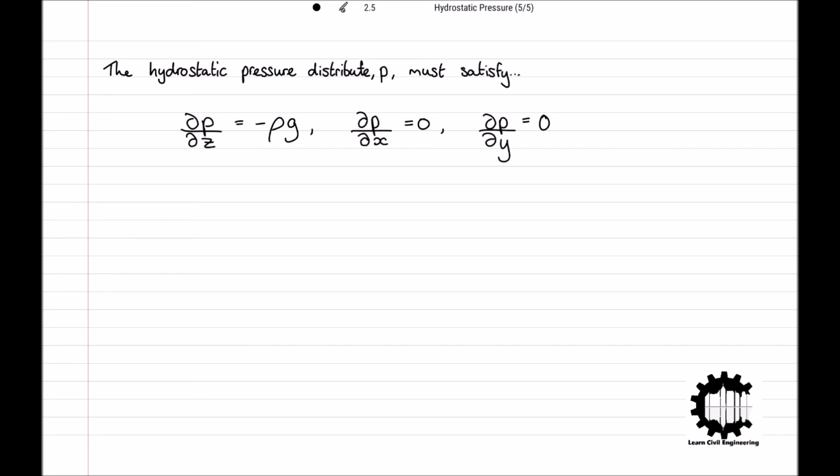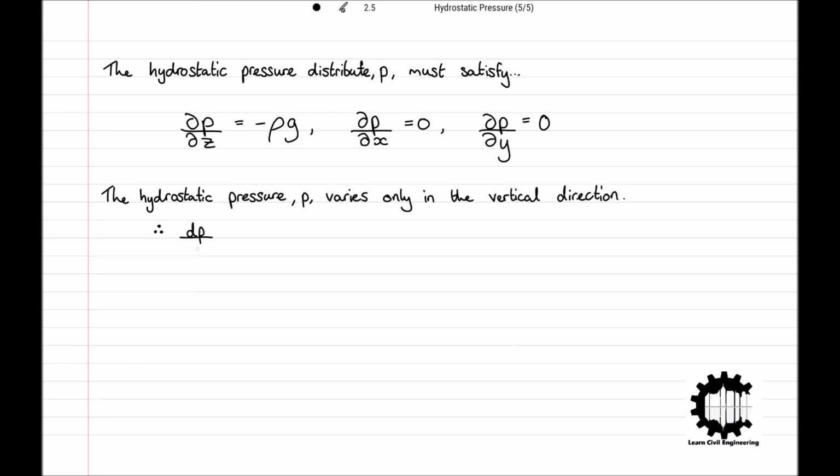Therefore, the fluid's hydrostatic pressure distribution, P, must satisfy these three differential equations. It follows from these equations that the hydrostatic pressure, P, varies only in the vertical direction. Therefore, we can replace them with dP over dz is equal to minus rho g. Or in other words, we can define the hydrostatic pressure as P equals minus rho gz.